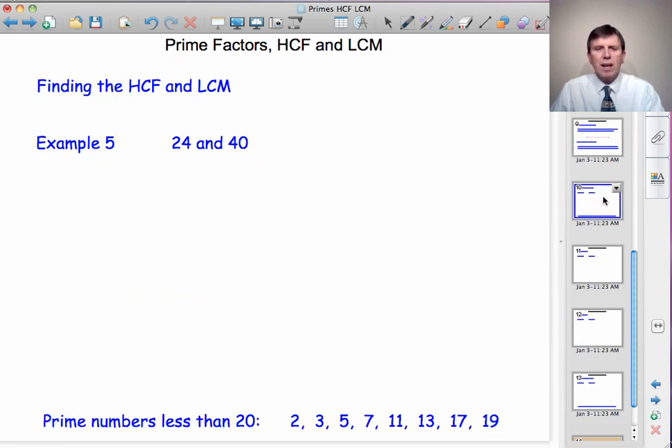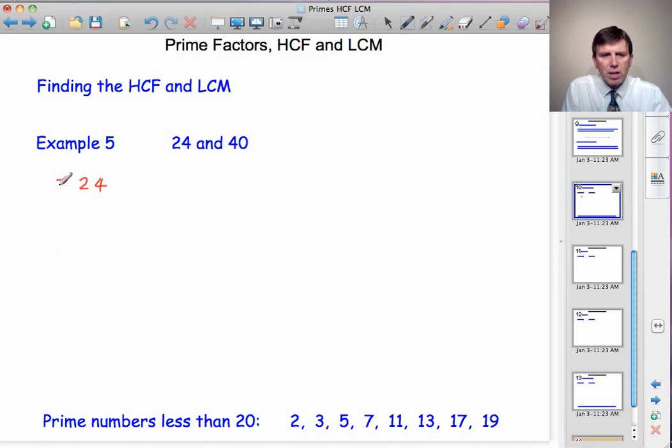First of all, find the highest common factor and the lowest common multiple of 24 and 40. Well, the first thing we're going to do is put these numbers in their prime factors as we did in the first part of the lesson. So let's start with 24.